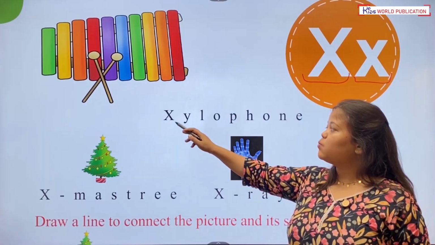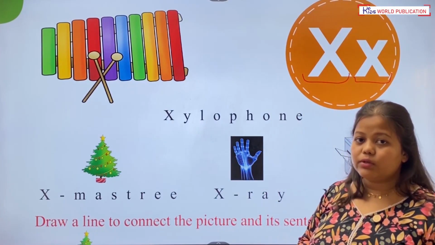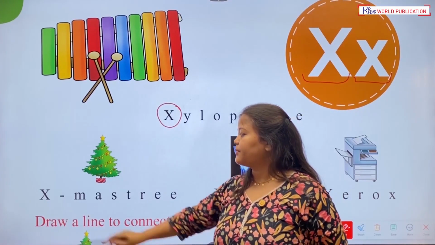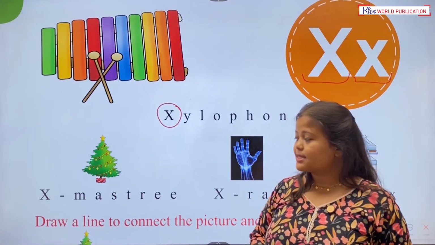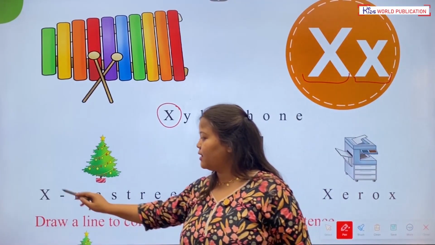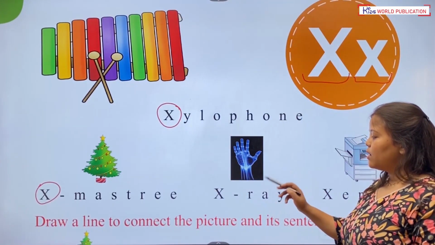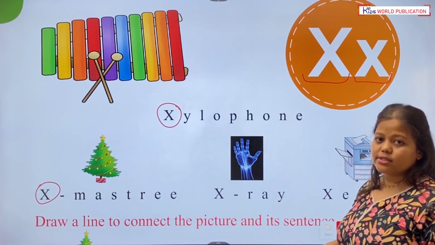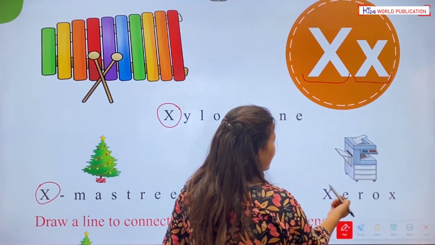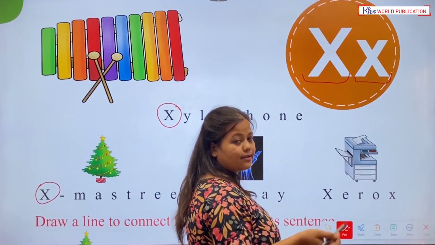Xylophone. X-Y-L-O-P-H-O-N-E. Xylophone. So you will circle the letter X. Xmas tree. X-M-A-S-T-R-E-E. So you'll circle the letter X. X-ray. X-R-A-Y. You'll circle the letter X. Xerox. X-E-R-O-X. So you'll circle the letter X.